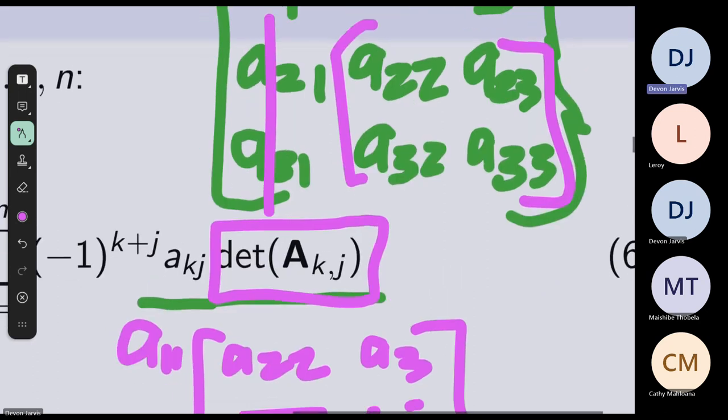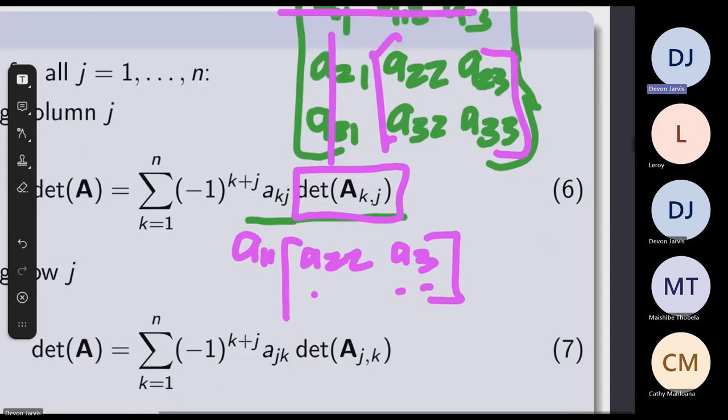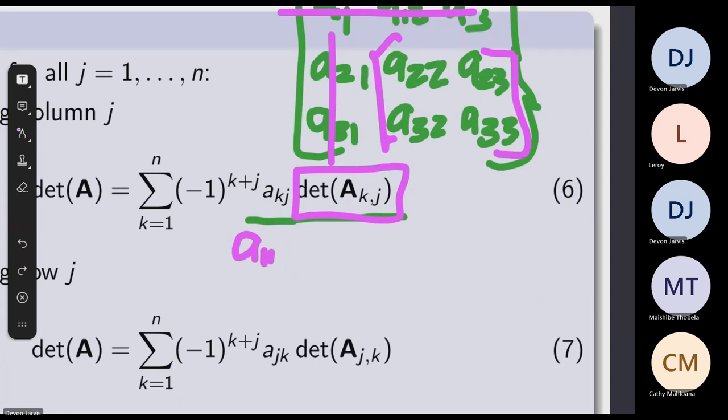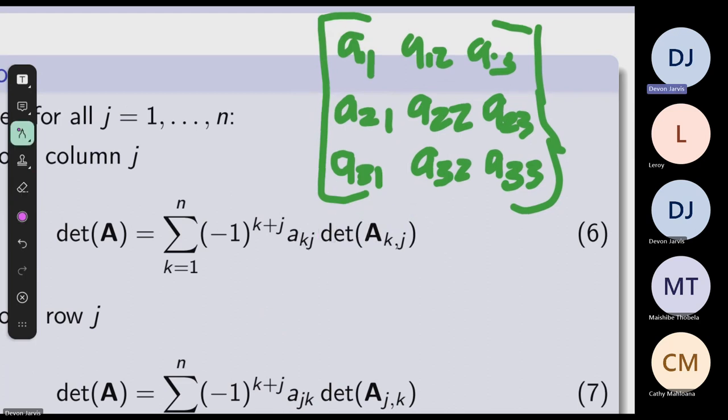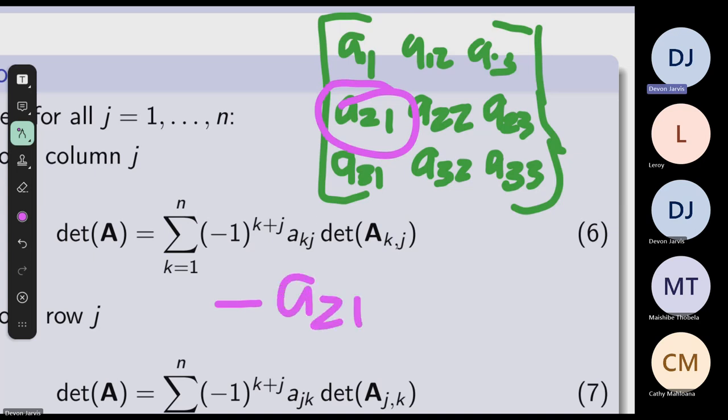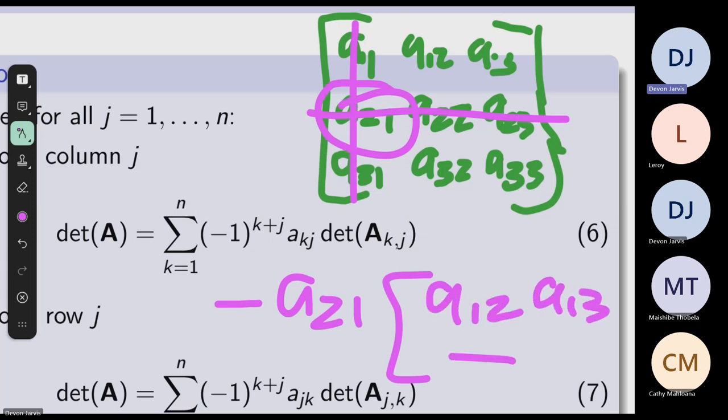So we're expanding down the columns. Let me clean this up a little bit. The next term after that, you take that term, then add in this term here. You're running down the column, but as you can see, that is now item k equal to 2, j equal to 1, so it's the power of 3. That's going to be a negative 1 there. So you have negative A21 times the matrix that remains when you delete its row and column. So it's A12, A13, and so on. And these should be vertical lines, not matrix brackets, but anyway.